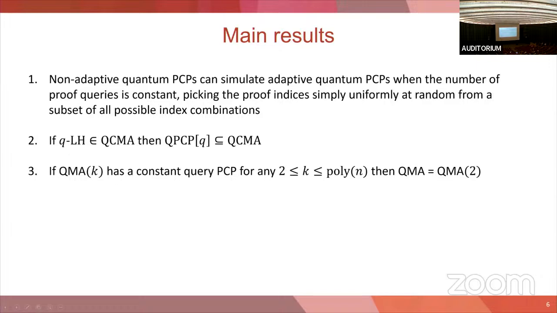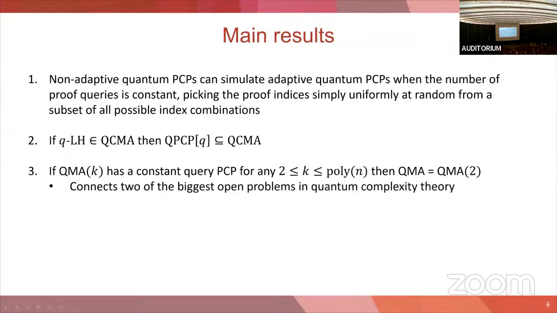And we also showed that if QMA-K has a constant query quantum PCP for any K larger than or equal to 2, but up to some polynomial in N, then QMA is equal to QMA2. So this connects two of the biggest open problems in quantum complexity theory. And we also give in the main work, which is on arXiv, some oracles relative to which the quantum PCP conjecture is false, which you would also expect. Also in the classical case, there are oracles to disprove the classical PCP theorem. So this is more of an exercise showing that you need non-relativizing techniques, just as you need classically, if one wants to prove the quantum PCP conjecture. But this will not be talked about during this talk.